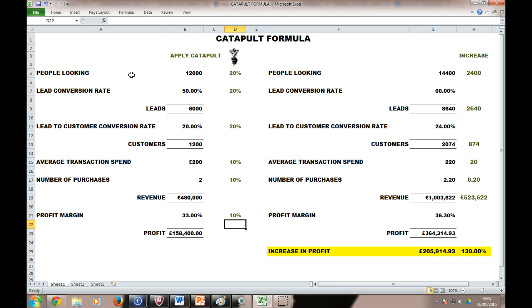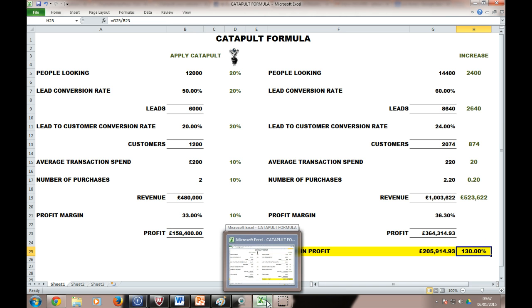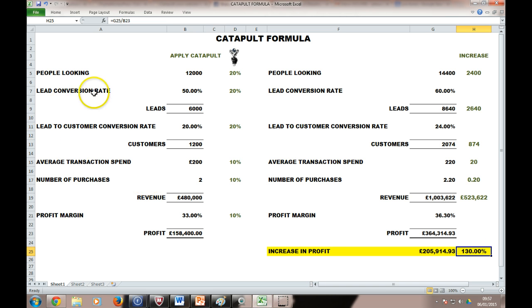If you look on the right-hand side now, you can see what we've done is take the profit from £158,400 to £364,314.93, which is an increase of £205,914.93, a 130% increase in profit. So we've more than doubled the business, and that's on a 20% increase, 20%, 20%, 10, 10, 10.